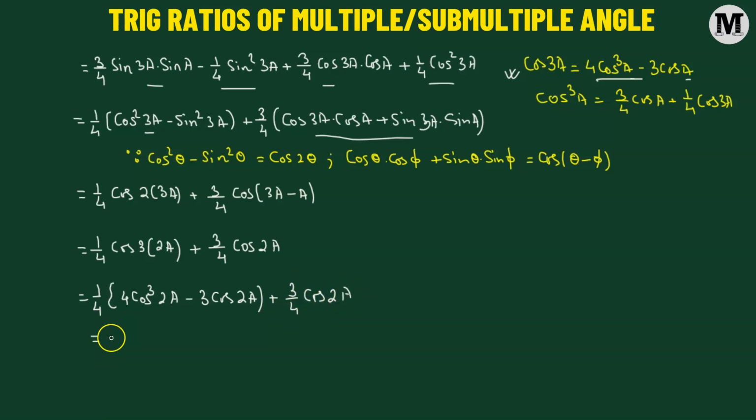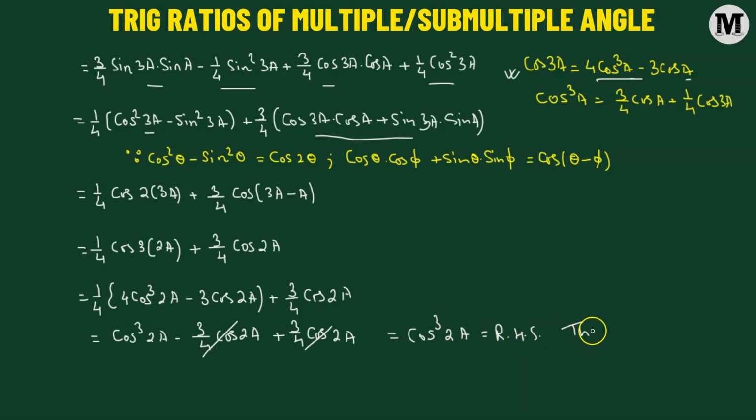Fine. So now we have cosine cubed 2a minus 3 over 4 times cosine of angle 2a added to 3 over 4 times cosine of 2a. Now we can cancel out the second and the third term, and that leaves us with cosine cubed 2a, which is the expression on the right hand side. So therefore, we have successfully showed that the left hand side equals the right hand side, hence proved.